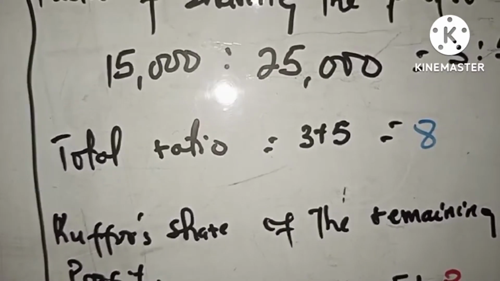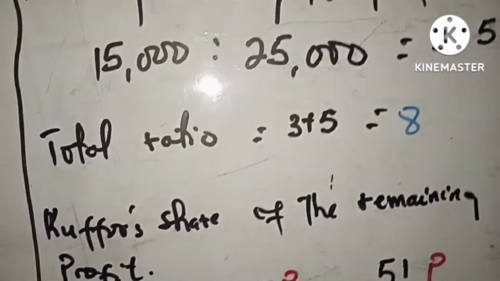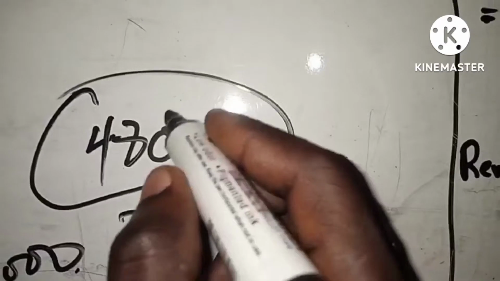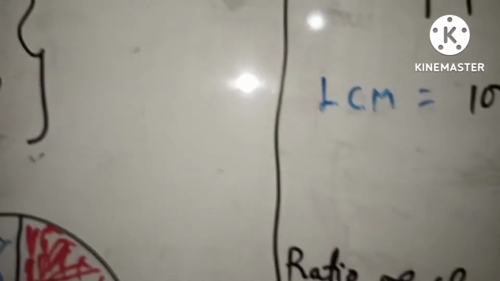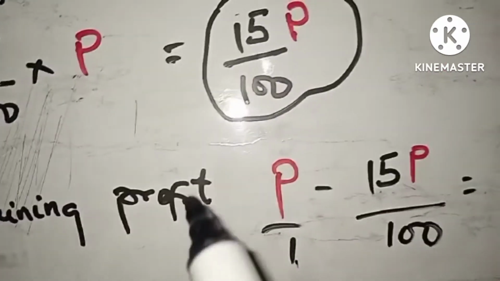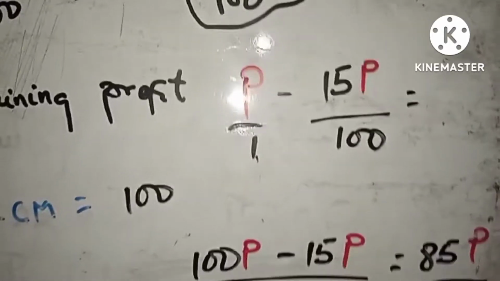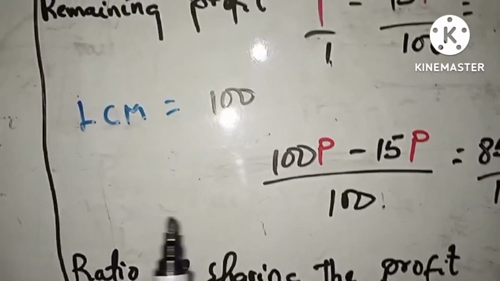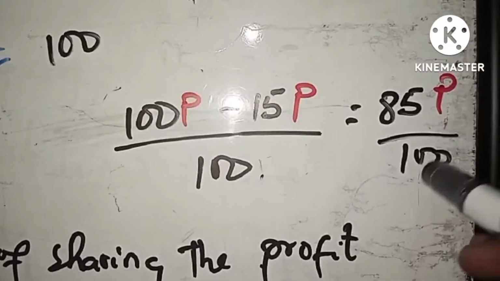Now, if that is the total ratio that they are sharing, what do you think will be the managing director's portion? Because we are told that the person received an amount of 4800 as a salary. So if you receive that as a salary, remember at the beginning we paid you 15P divided by 100 as a profit or a reward for being a managing director. So if you share after we've shared everything here, we have that your profit was 85P divided by 100.